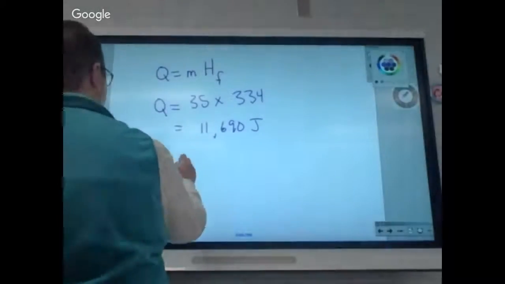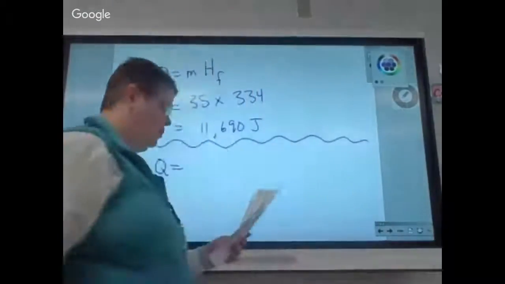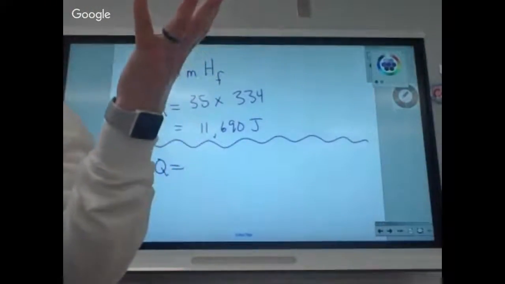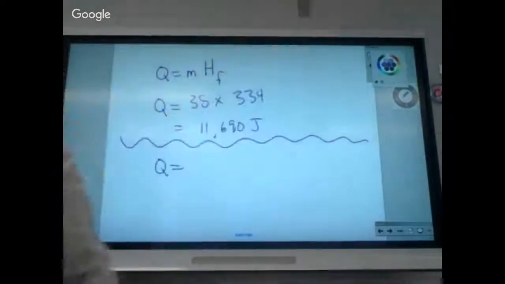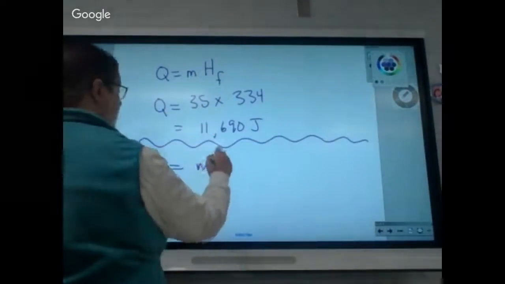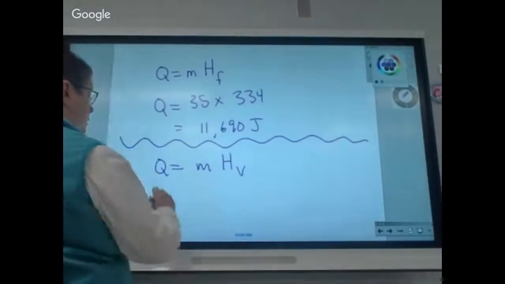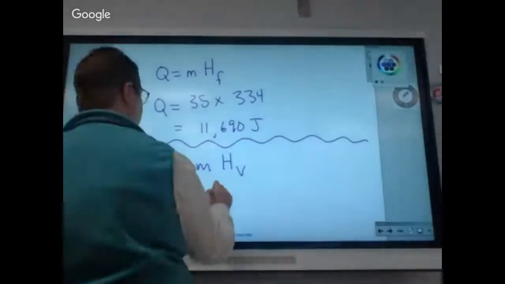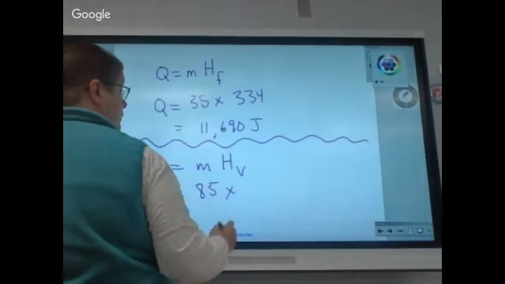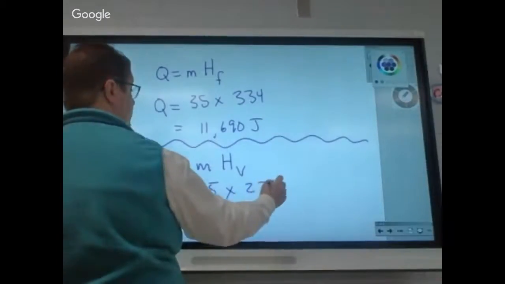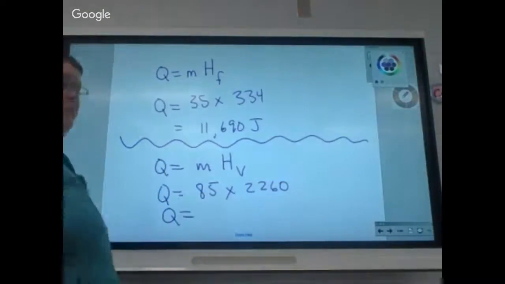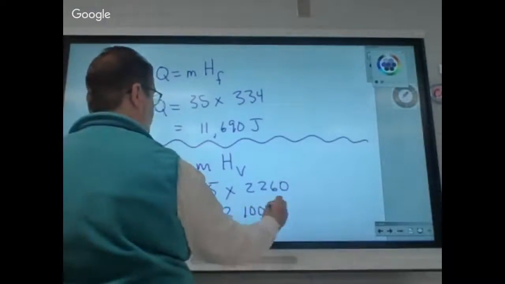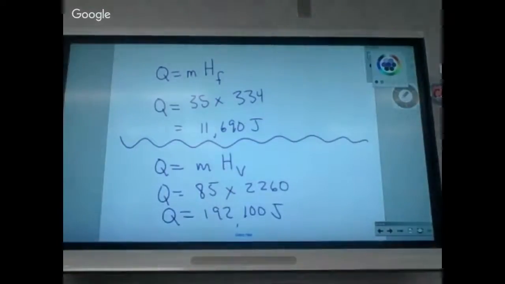We need a Q there. Do we have a temperature change in number 4? No. What's the key word? It says steam or condense, so that tells us HV. Our mass in number 4 is 85. And then heat of vaporization, we multiply those and you get 192,100 joules. These are easy.